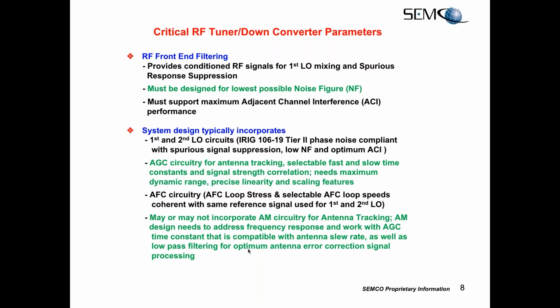Now, with your system design, you'll have your first and second LO circuits. They'll be tier 2 noise compliant. You'll have spurious signal suppression, low noise figure, and optimum ACI. Now, what's important in there is the type of filtering that's used for that first LO and for your second LO. The first LO being 390 megahertz, for example. It could be another frequency depending on what the first LO is. That will change from receiver to receiver. But the second LO will always be 70 megahertz. So, for example, in the case of the 390 megahertz being your first LO, your second LO would then mix with a 320 megahertz local oscillator, phase noise compliant, and that would generate your 70 megahertz signal. And now that 70 megahertz signal needs to be further filtered, and we'll talk about that in another slide.